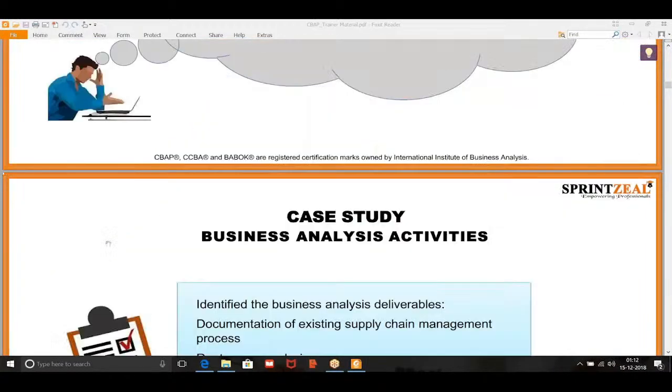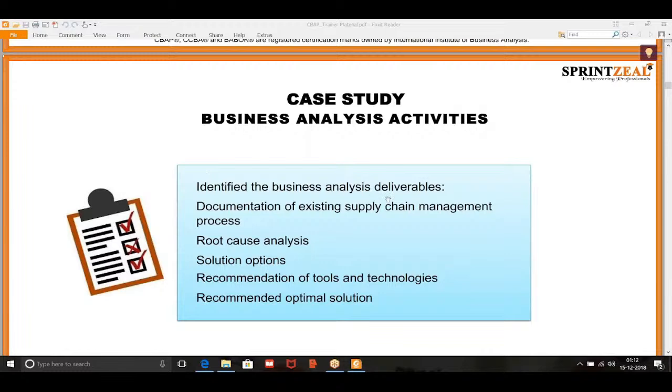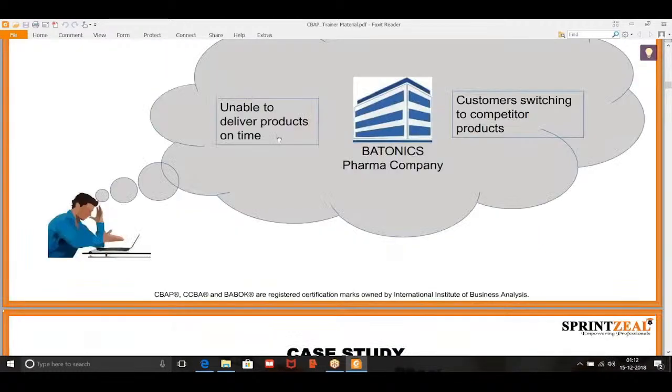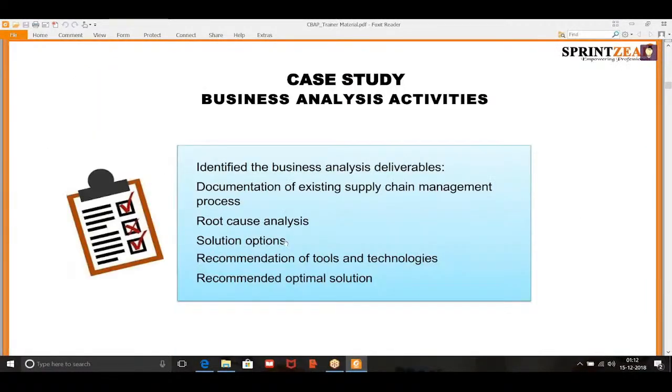So what are the business analysis activities? We identified business analysis deliverables, documentation of the existing supply chain management process. So we need to do root cause analysis: why we are not able to deliver products on time. And then we have to find solution options once we have established the causes. Once the solution has been found, we might recommend the tools and technologies that can help achieve this solution, and recommend the optimal solution. There could be some other solution that you would want to recommend which is optimal.